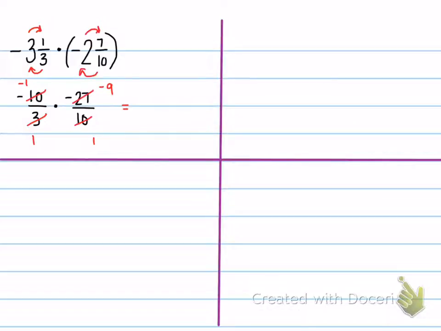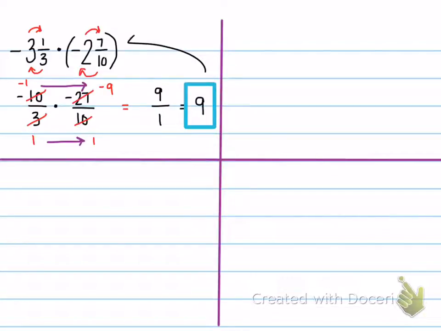So I'm going to multiply across. -1 times -9 is positive 9, because a negative times a negative is a positive. And 1 times 1 is 1. So 9 over 1 equals 9, and it's positive, which you should have known from the very start, because you were taking a negative times a negative.